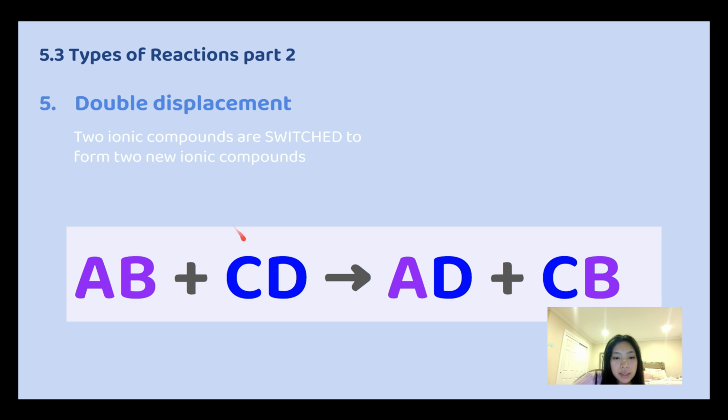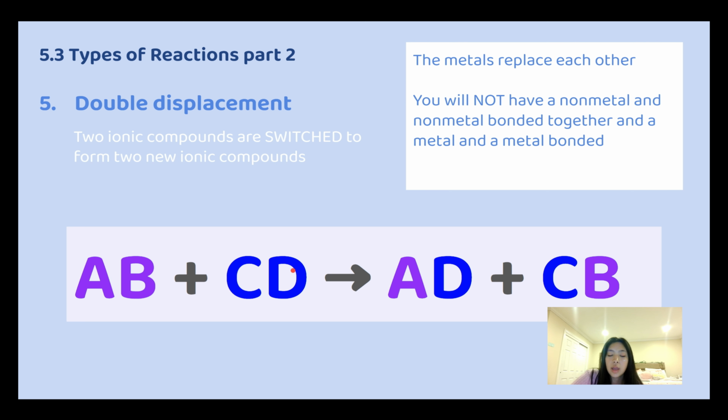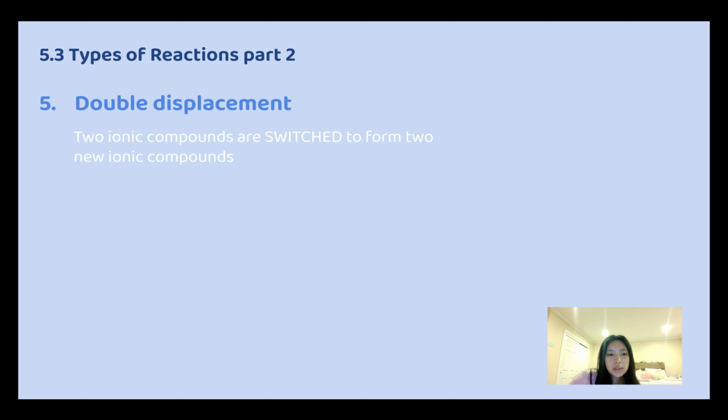So A will displace C, so that it becomes AD. C will displace A, so that you're given CB. Remember this. You will never get a metal and a metal bonded together, or a nonmetal and a nonmetal bonded together. This is because you need ionic compounds, right? So you'll never have AC or BD together. Always be aware of this. So let's look at an example.